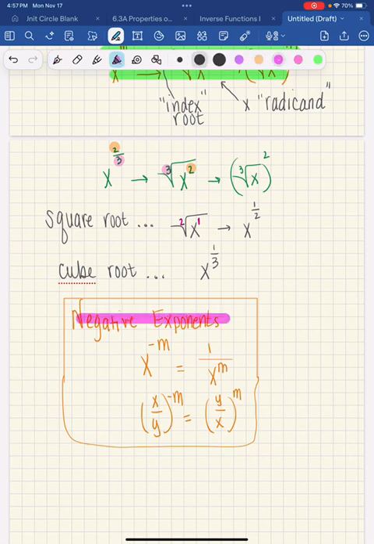That's a terrible color. That's a little bit better, I guess. I shouldn't be writing in orange, huh?